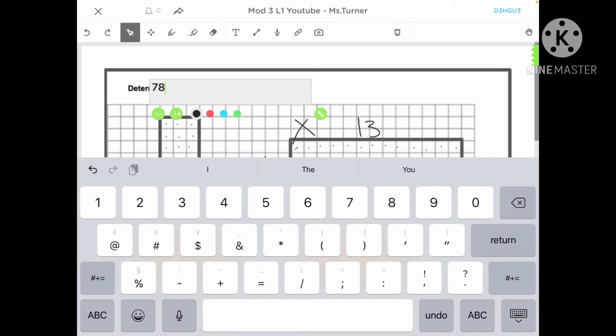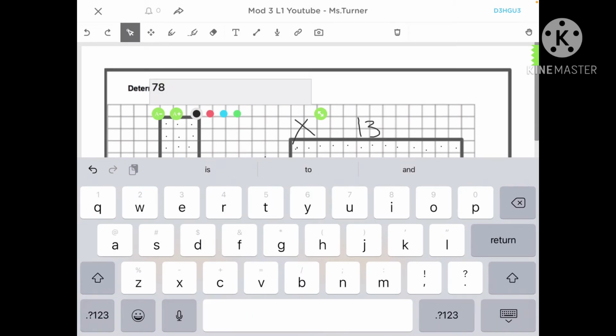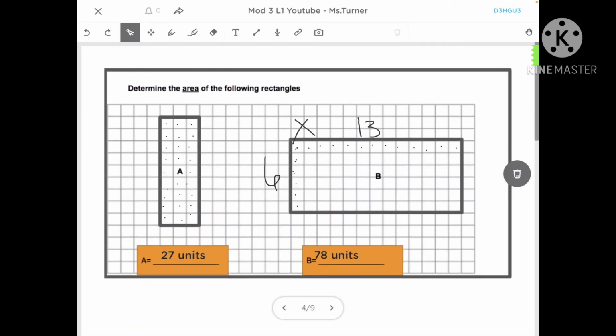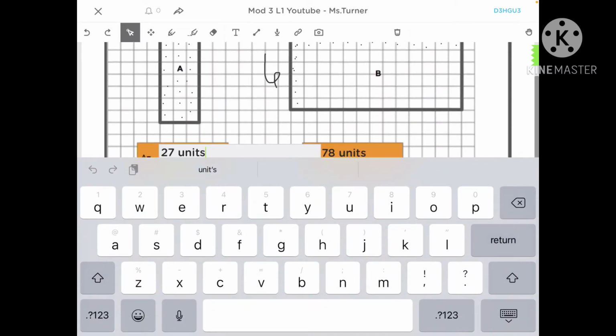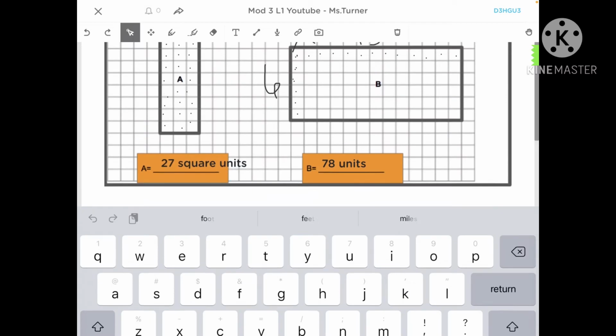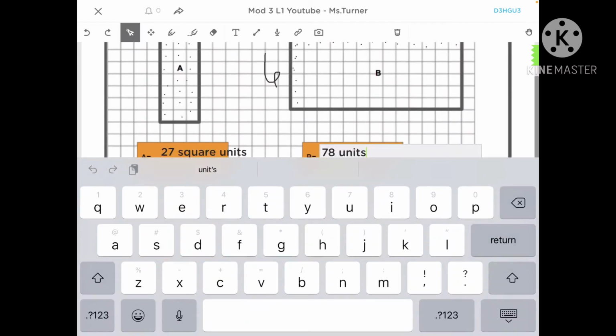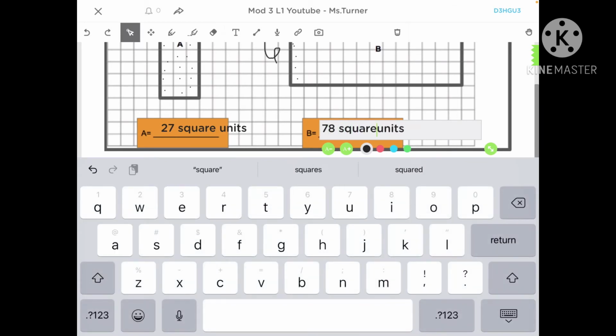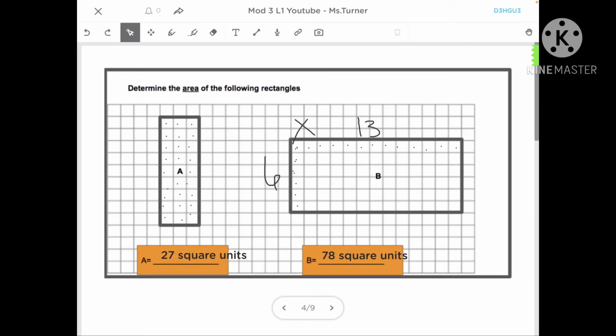And just as before, you guys, we do not know the actual unit of measurement, so we're just going to say 78 units. And this is actually going to be square units because we're finding the area. So 27 square units and 78 square units. We've now found the area of both of our rectangles, rectangle A and rectangle B.